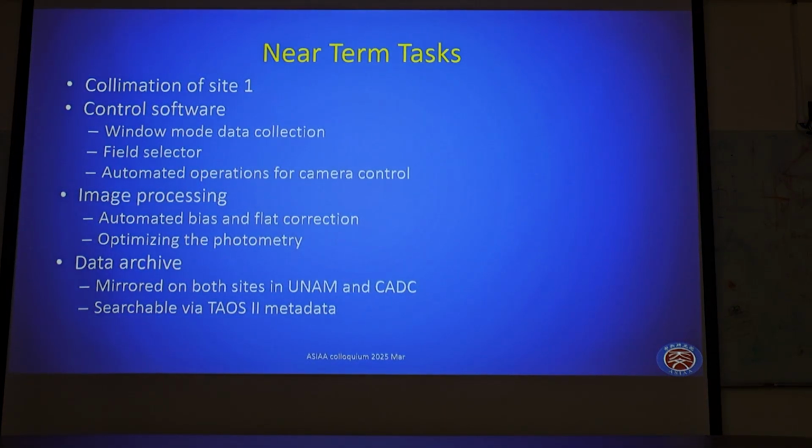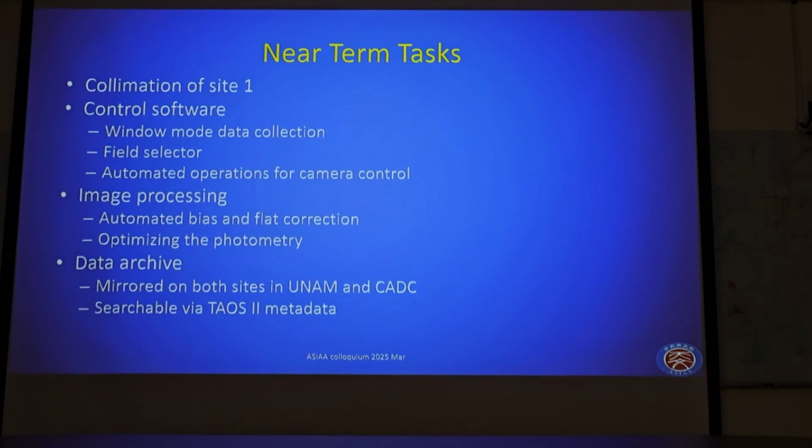So what should we do before we start a survey? The first thing is the confirmation of side 1. In terms of control software, we'll just need to put everything together, and the window mode. Right now, as I show the window mode data, we need to type and select the stars. We are now integrating the whole process together.